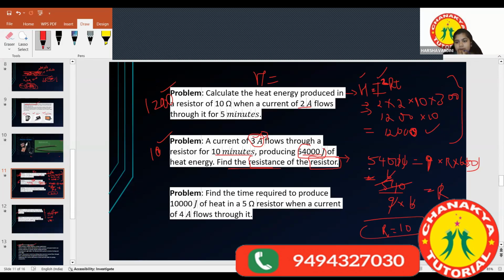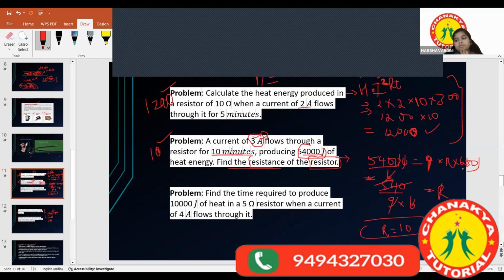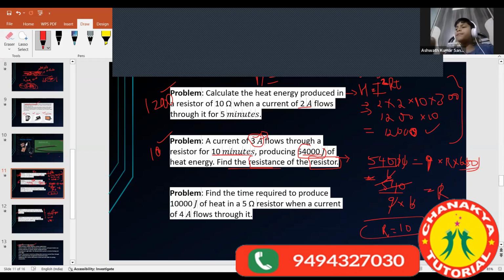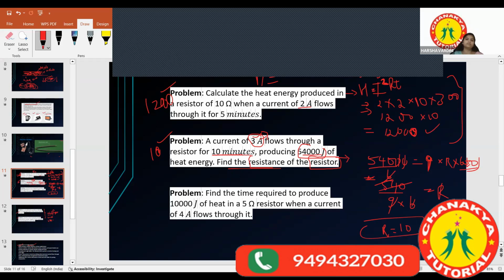So that's why 54,000 is equal to 9 into, you know how 9 came because I square, into R, which is what we have to find. So I'm keeping R the same. And then we also know the time taken is 10 minutes. If I convert to seconds, it becomes 600 seconds, right? Yes, ma'am. So when I do the math, I'm getting R is equal to 10. Is my third one correct?